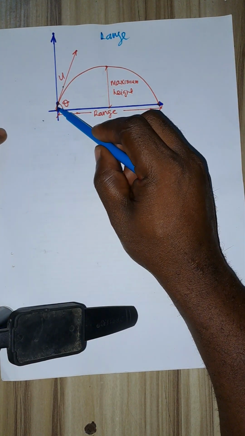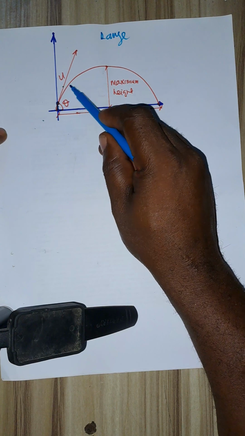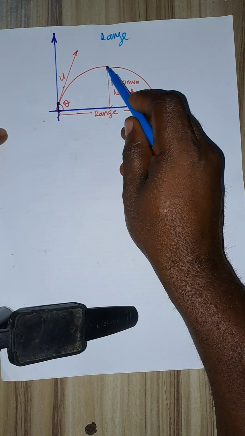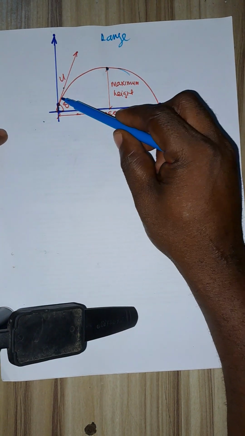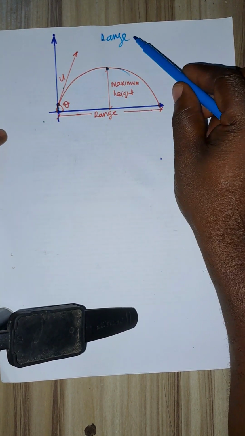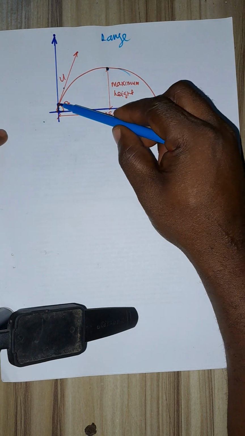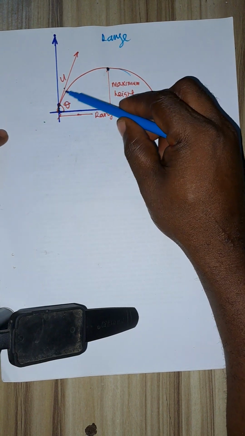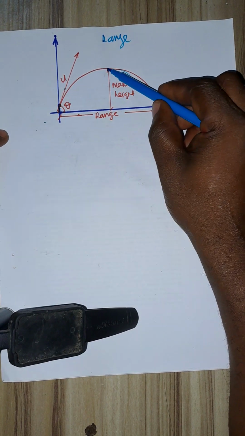the velocity is maximum at the point of projection. It decreases progressively and becomes zero at maximum height. That's the reason it returns. If the velocity did not decrease and become zero at a point, the body would continue moving vertically upward. It is maximum at the point of projection, decreases, becomes zero, and then it comes down.